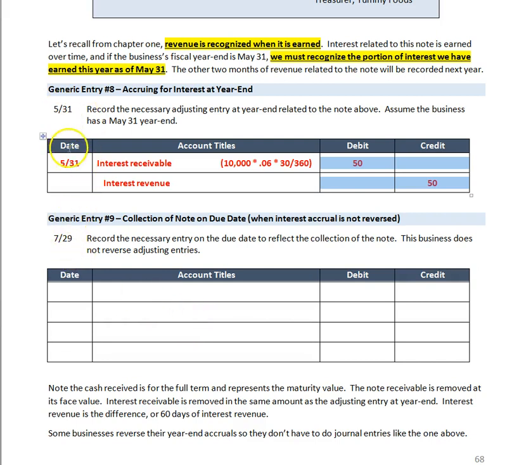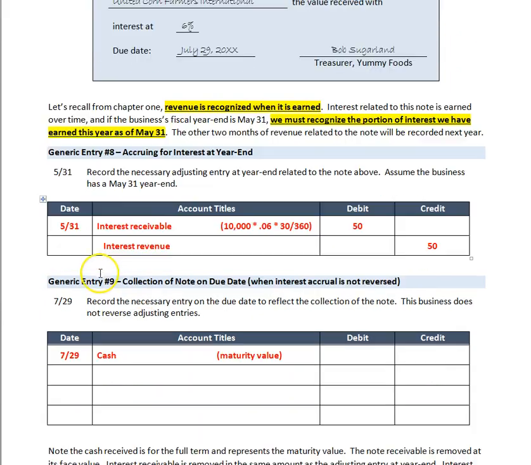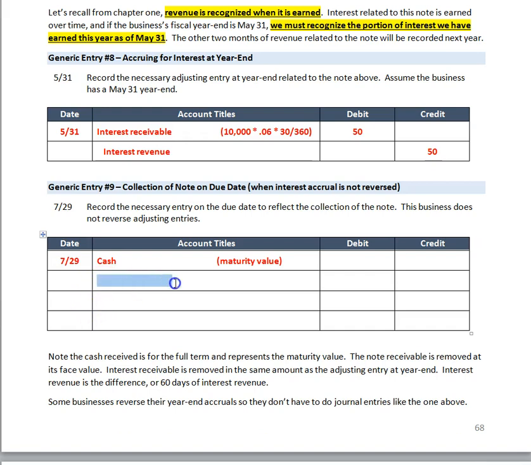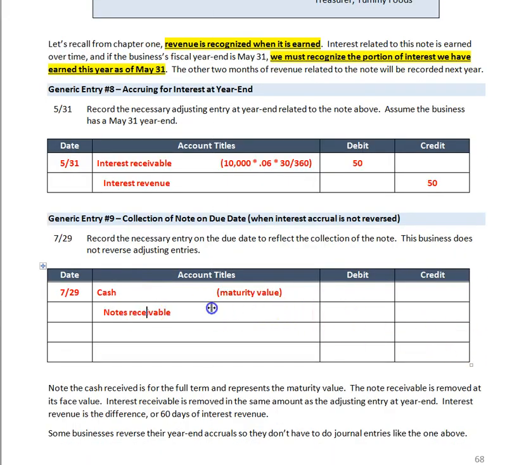Alright, so May 31st, their year end, they close the books and they start a new year on 6/1. But on 7/29, this note becomes due. We're the party receiving it. We're going to receive cash. This is going to be equal to the maturity value. We'll get back to the amount in a second. The note has to come off at face. So the note went on at 10,000. It's going to have to come off at 10,000.